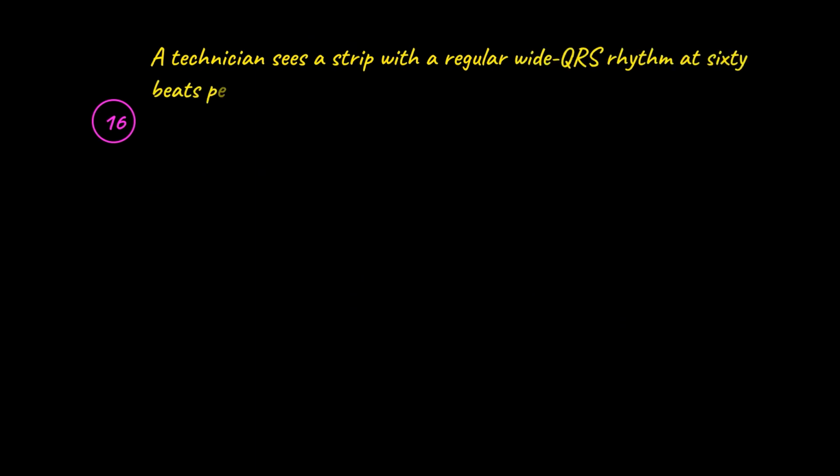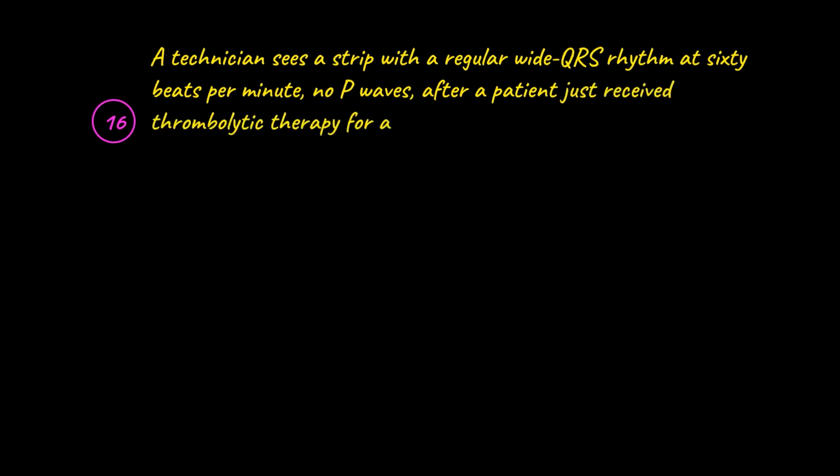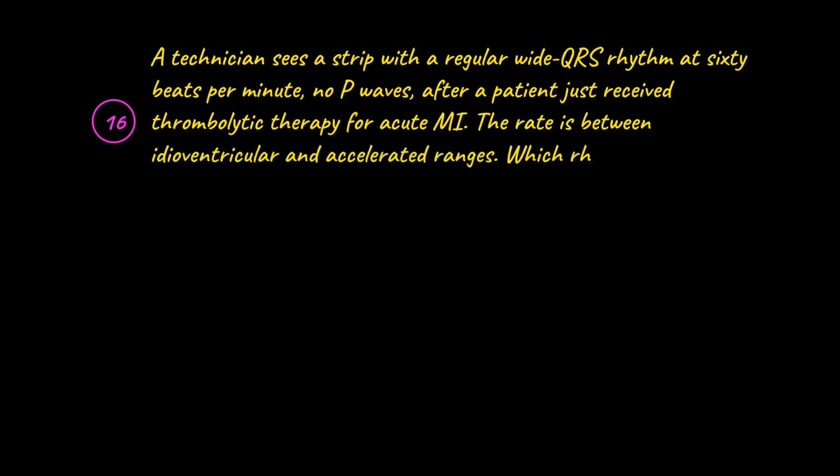Question 16. A technician sees a strip with a regular wide QRS rhythm at 60 beats per minute, no P waves, after a patient just received thrombolytic therapy for acute MI. The rate is between idioventricular and accelerated ranges. Which rhythm fits this picture?